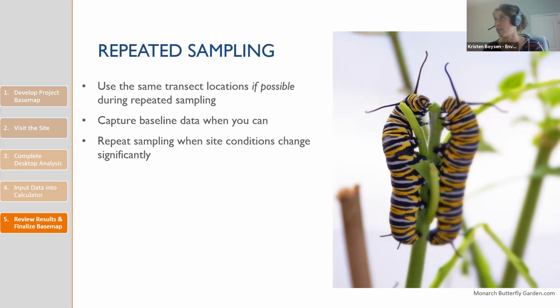But repeat the sampling if conditions change significantly, either because of climate or because there was a fire or the landowner did something crazy with their management plan. So it's good to do it annually when you're supposed to, and then also do it again if you can, if something wild happened.